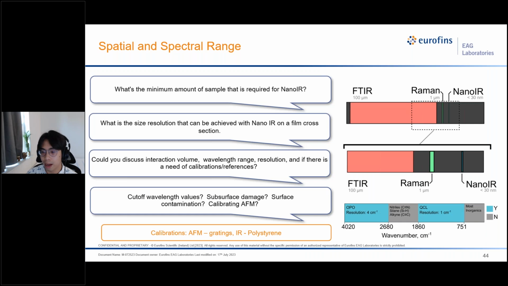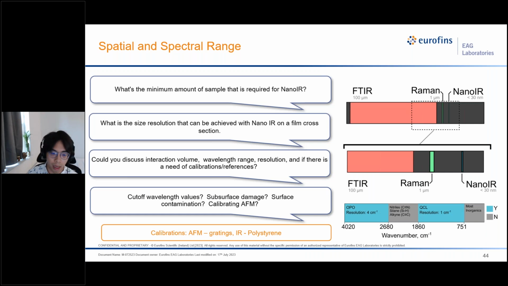So there's a middle gap around 2680 to 1860 that has a couple of functional groups that we just don't have access to. These include nitriles, silicon-hydrogen bonds and silanes, and C triple bond C alkyne materials, as well as most inorganics that occur below 751 wavenumbers.